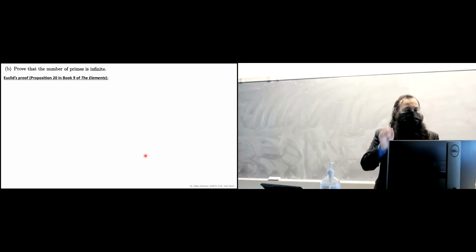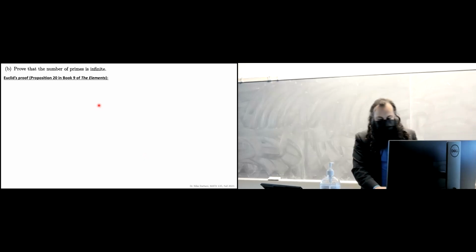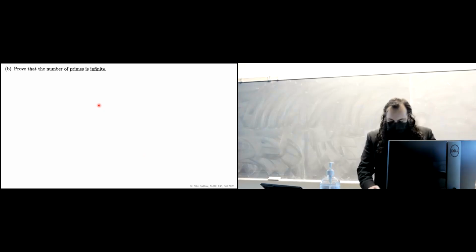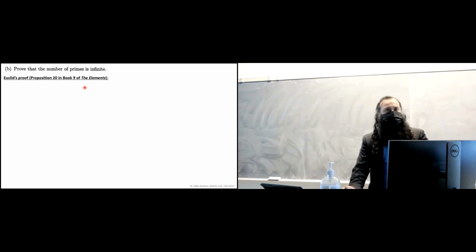Okay, yeah. So Euclid's proof. What's the name of Euclid's most famous series of books? The Elements. All right. So proposition 20 of book 9, The Elements.